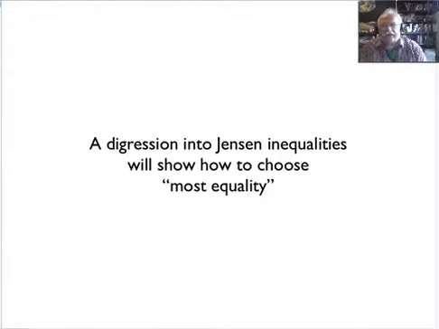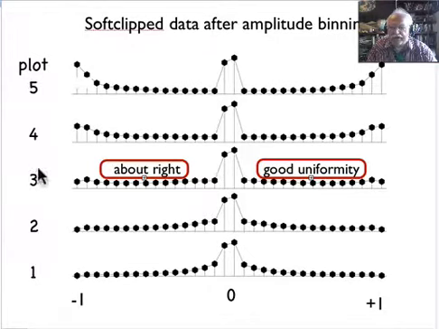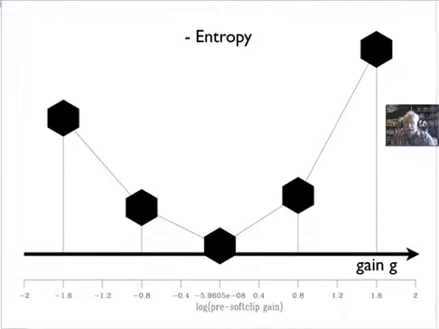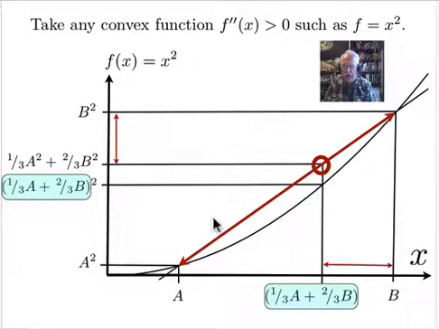So now we'll have a little mathematical digression into Jensen's inequality, and I'll show you how to pick out the one with the most equality. I'm calling this one number 3, an analytic way of picking out number 3. And you'll get this answer, and so it'll be wonderful. What do we have here?